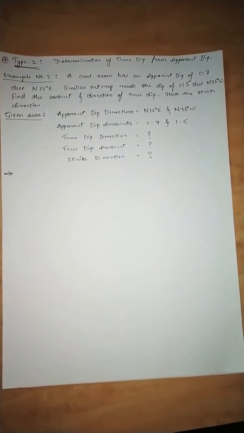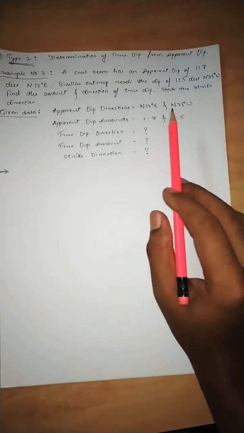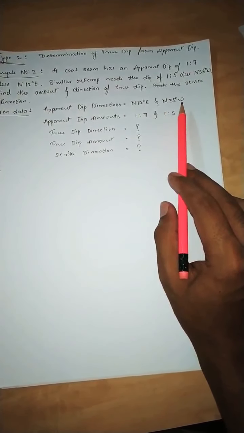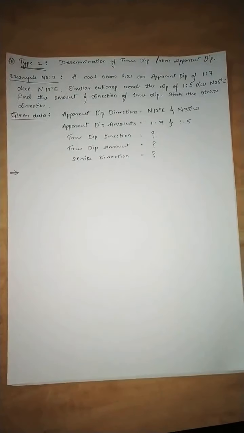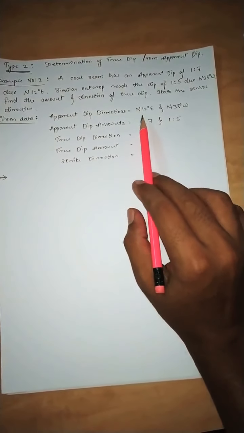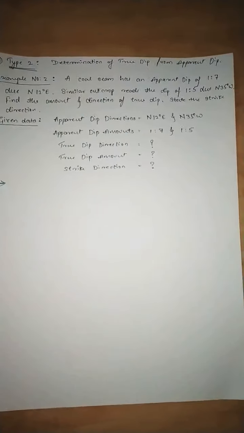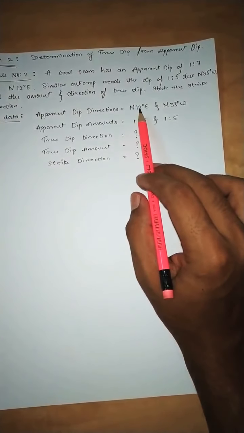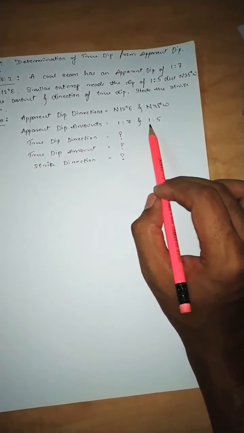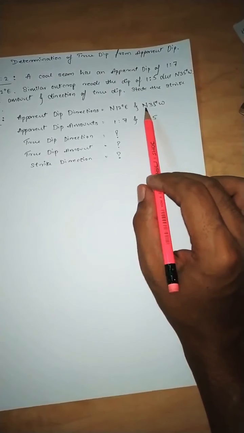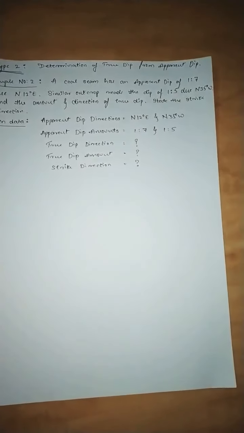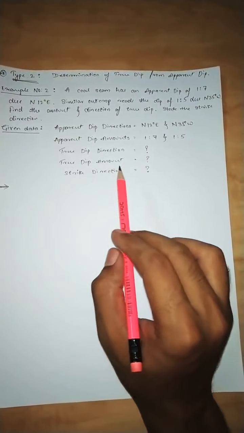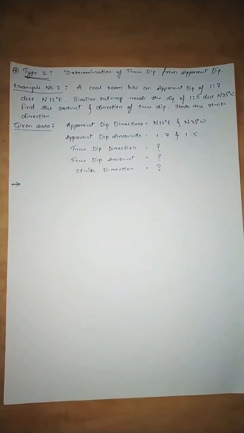So in the given data there are two apparent dips and two apparent dip directions, that is north 12 degree east and north 35 degree west. The 1:7 apparent dip amount is with respect to north 12 degree east, and the 1:5 amount is with respect to north 35 degree west. So this is the given apparent dip data, and we need to find the true dip direction, true dip amount, and the strike direction.